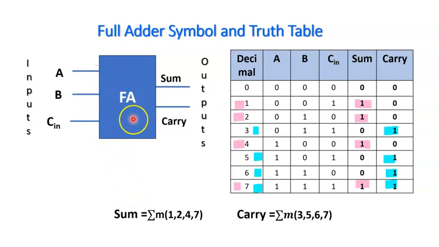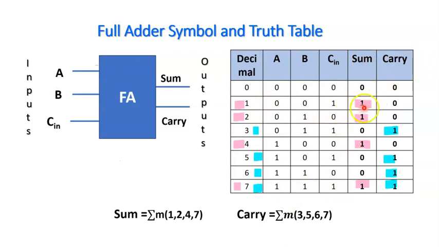So this is the symbol for the full adder, wherein we know that there are three inputs. Here I have designated those inputs as A, B and carry in, which is normally from the previous column. And there are two outputs, sum and carry. So these are the outputs and these are the inputs. If you look at the truth table, there are three inputs, so there are 8 combinations, right from 000 to 111, and we already know the sum and carry.